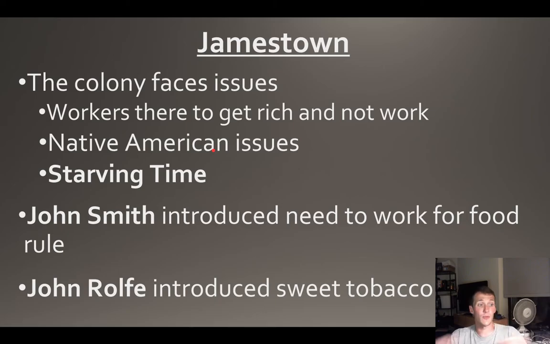So Jamestown, right? They face issues. The workers get there. They're trying to get rich and not work. They run into issues with Native Americans. You get the starving time, where the people who came to get rich didn't really want to work. It didn't leave a good situation when they didn't find anything and they needed to be there for a while, right? So lots of people starved and died over the winter.